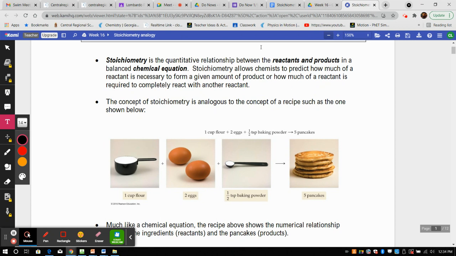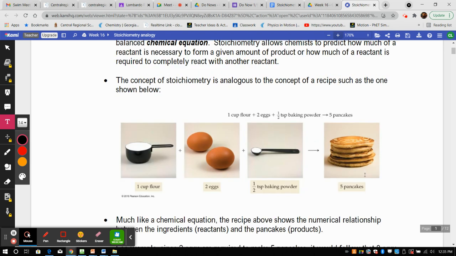This would allow a person, who doesn't have to be a chemist, to determine how much reactant is necessary to form a certain amount of product, or how much of a reactant is required to completely react with another reactant. And so they give you this little example below. In this picture here, let's just zoom in a little bit more.